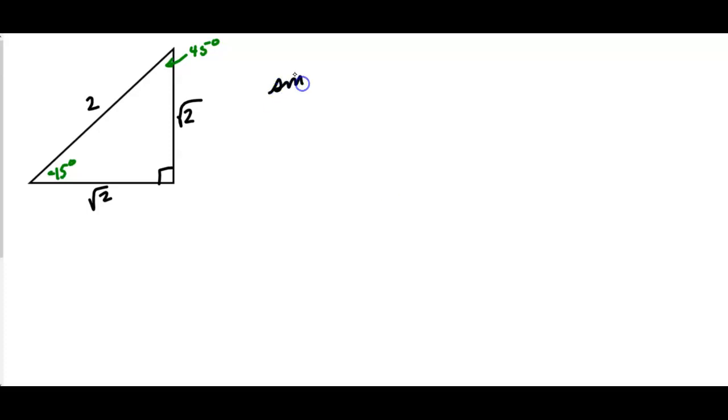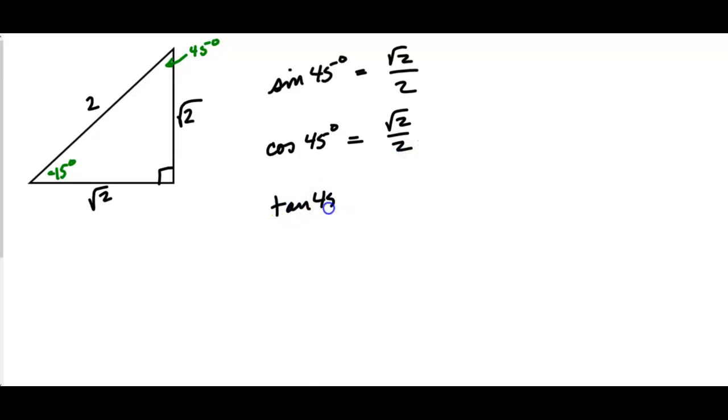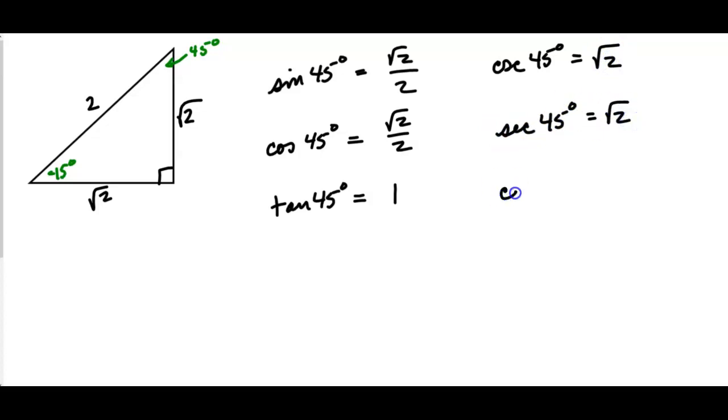So sine of 45 degrees is going to be the square root of 2 over 2. This one's a little bit easier to remember because of the repetition, I think. The cosine of 45 is square root 2 over 2. And then the tangent, if you remember your identities, tangent is sine over cosine, that's just going to be 1. And then we're going to go with the reciprocals. So cosecant of 45 is going to be the square root of 2. And secant is going to be the square root of 2. And then cotangent of 45 is going to be 1.